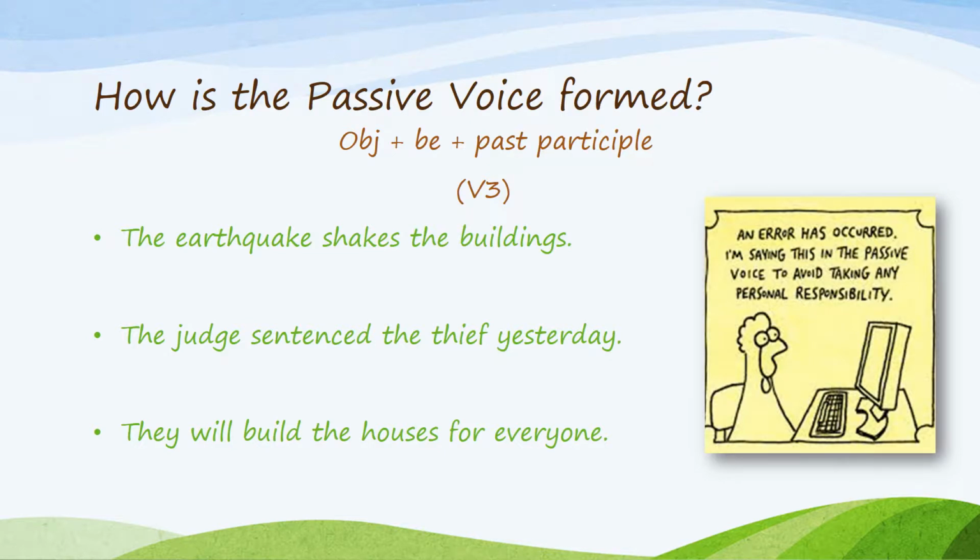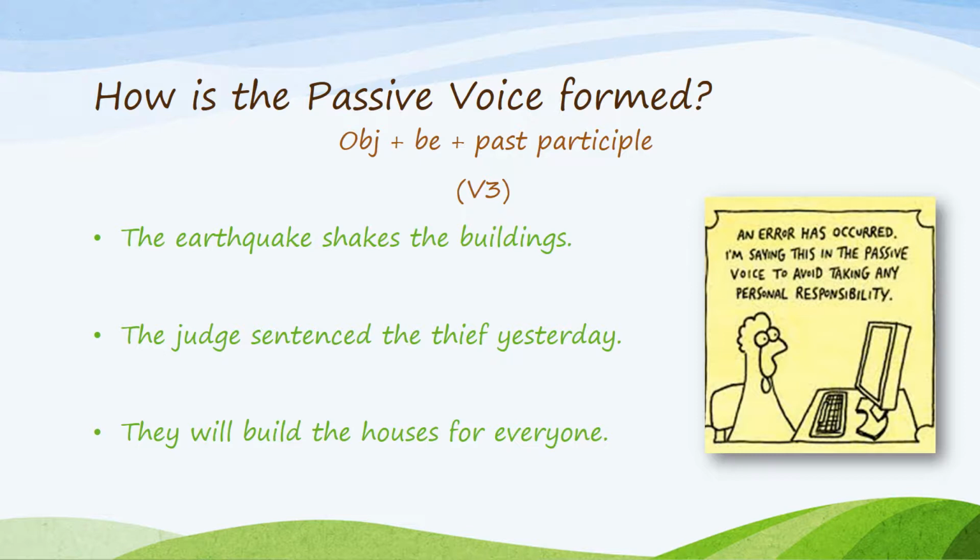So, what is the structure? The passive is formed by using the verb be in the same tense as the normal verb and the past participle, verb 3 of the main verb. When we form the passive construction, the object of the active sentence becomes the subject of the passive one. When you look at the sentences, you will see it exactly.